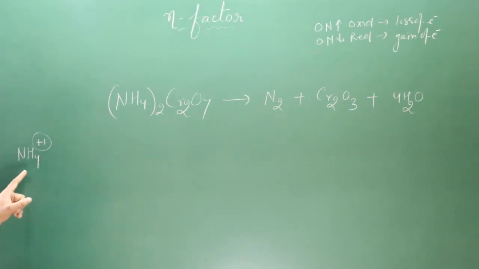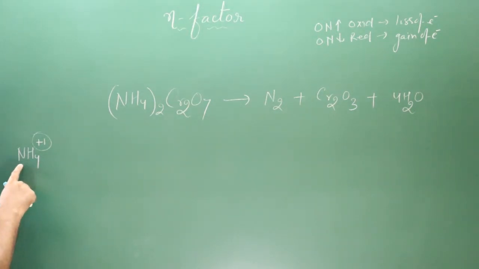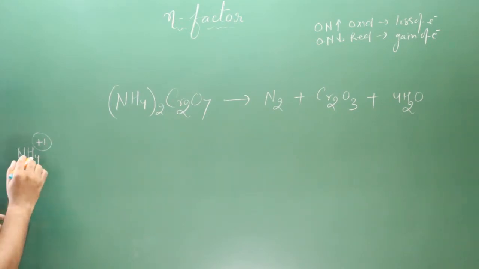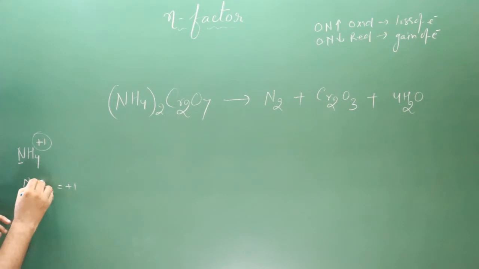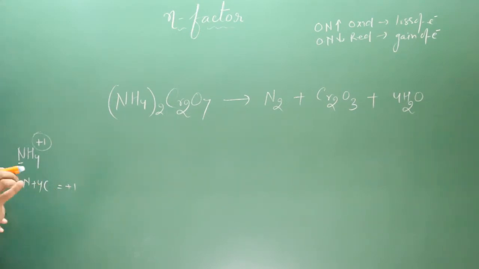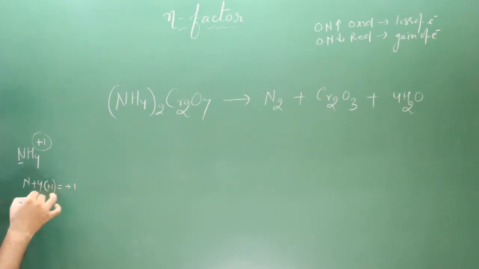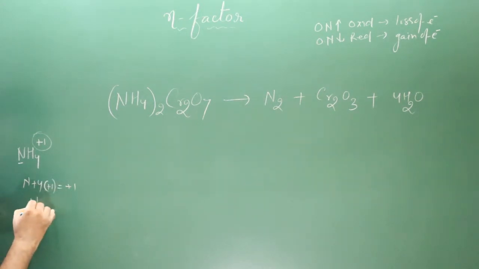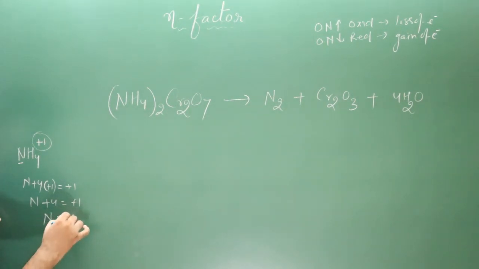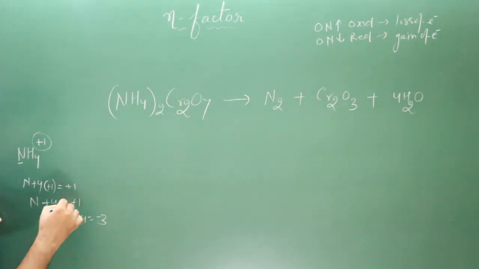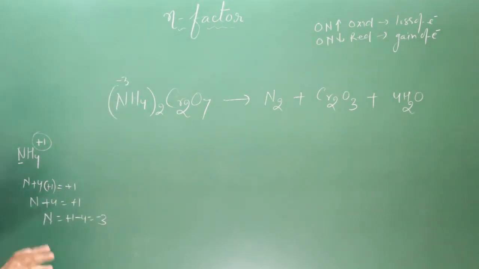Now if I calculate the oxidation number of nitrogen, the overall charge is plus 1, which is equal to nitrogen plus 4 hydrogen, and hydrogen attached to a non-metal always shows plus 1 oxidation number. Here we have plus 4. Nitrogen plus 4 is equal to plus 1, then nitrogen is equal to plus 1 minus 4, which is minus 3. Nitrogen is present in minus 3 oxidation number.